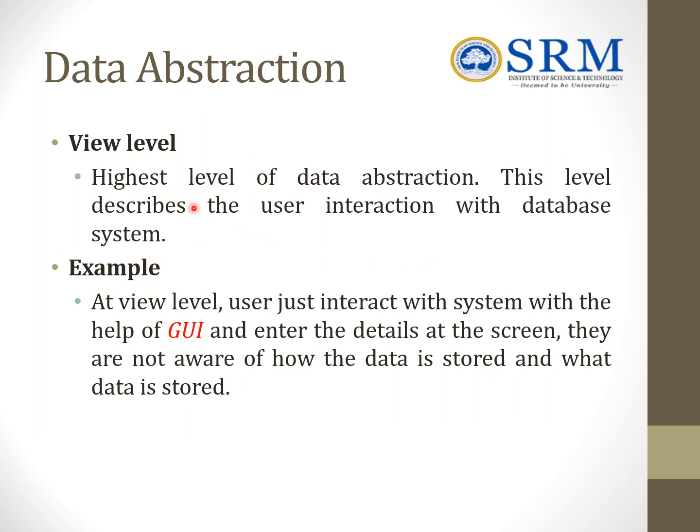The view level is the highest level of data abstraction. This level describes the user interaction with the database system. For example, at the user level, the user just interacts with the system with the help of a GUI and enters the details on the screen. They are not aware of how the data is stored and what data is stored. So it simply hides the information.